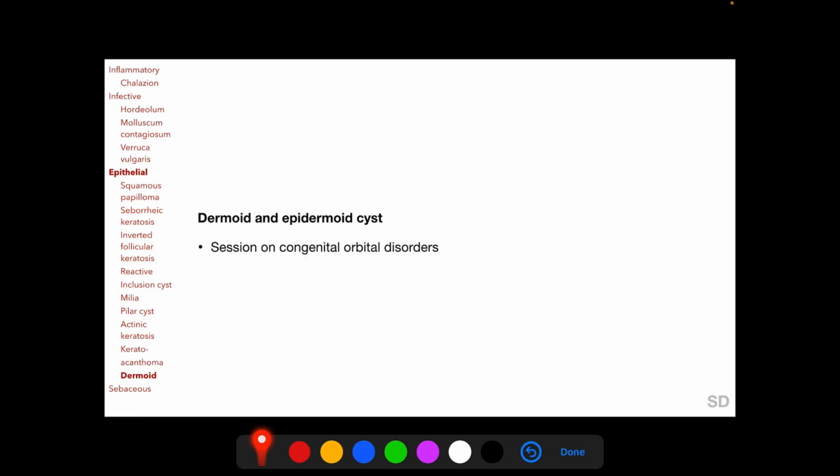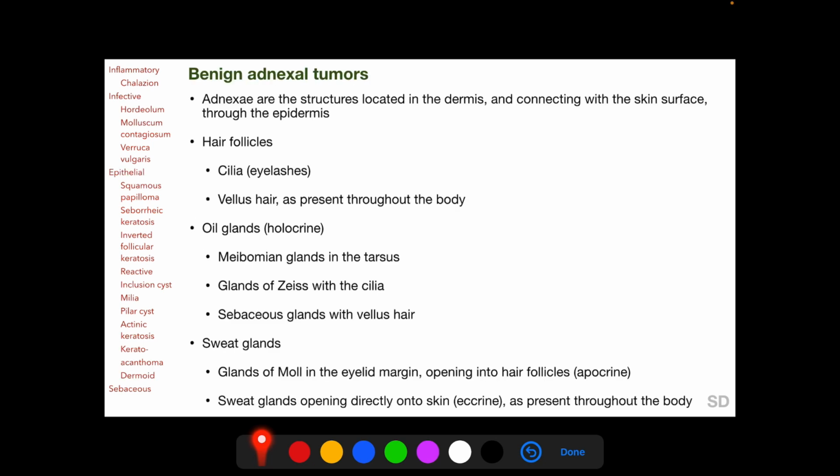Dermoid and epidermoid tumors are also epithelial in origin and can involve the lids, and they have been discussed in the session on congenital orbital disorders. After discussing the benign tumors arising from the epidermis of the eyelid skin, the next topic are the benign tumors arising from the adnexae of the eyelid.